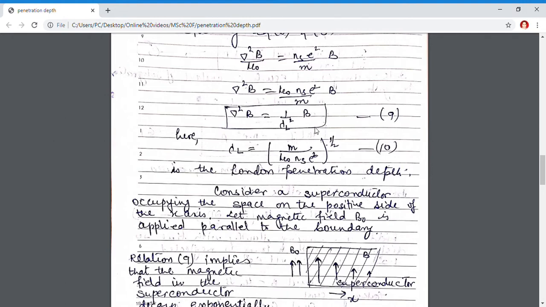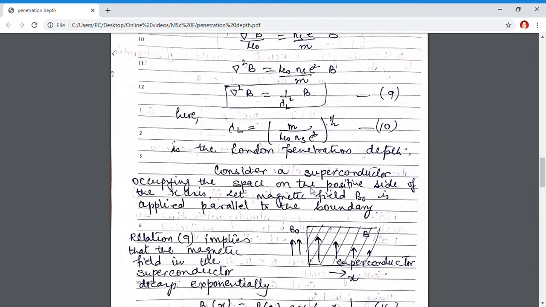Now, what this equation means, in order to find its complete solution, I am considering a superconductor which is occupying a space on the positive x-axis. I am showing this by a diagram. Here we have taken a superconductor which is on the positive side of the x-axis. Now, on the surface of this superconductor, parallel to the boundary, I am applying a magnetic field of value B0.